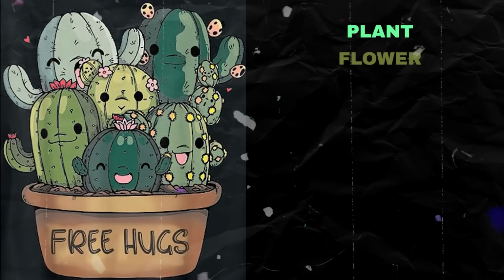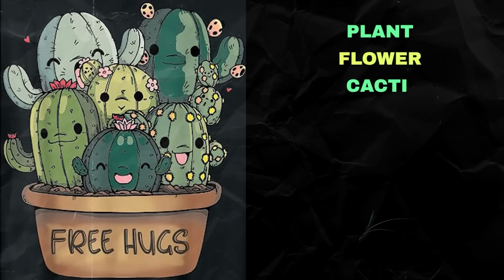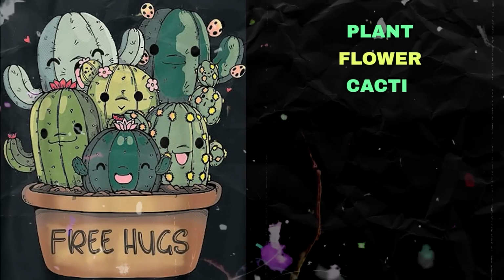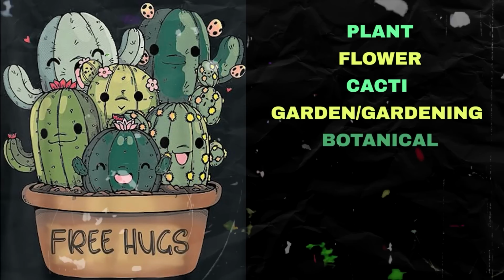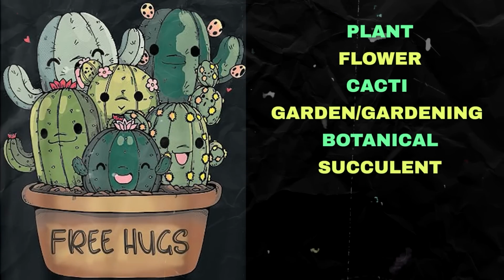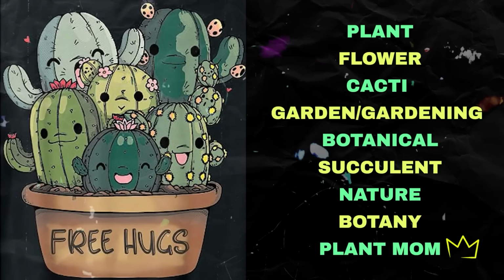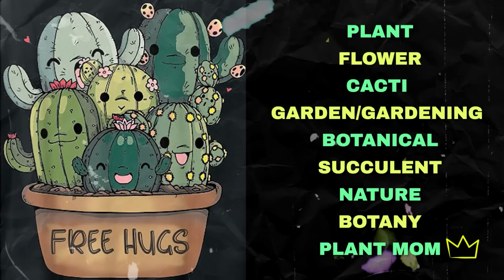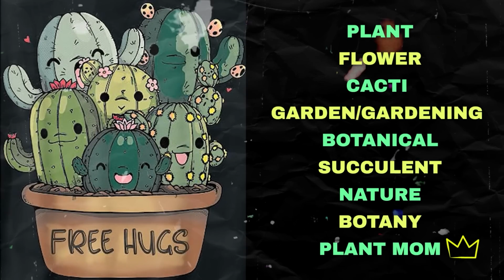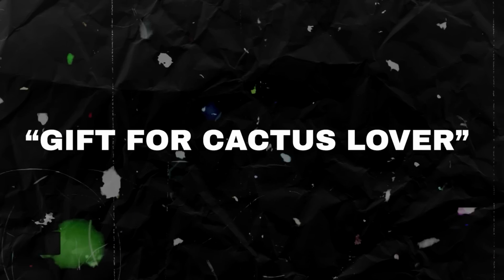So what I found for cactus, we've got plant, flower, cacti. Those are fairly obvious. Then we've got garden and gardening, botanical, right? Succulent, nature, botany, plant mum. So now we're getting into longer keywords, like long tail keywords with multiple words in one. Those are really important as well. So plant mum, someone might be looking for a gift for a plant mum, and a cactus design could suit here.